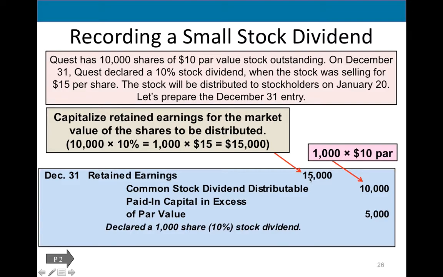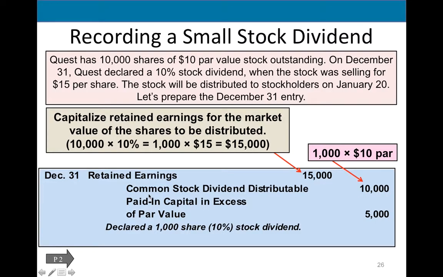So again, 15,000, that's market price, right? Retained earnings goes down. That's a declaration. $15 multiplied by 10% of 10,000 shares, which is 1,000 shares. So 1,000 additional shares will be issued. So after this declaration, the company will have 11,000 outstanding shares. And 2 credits go to these accounts, right?